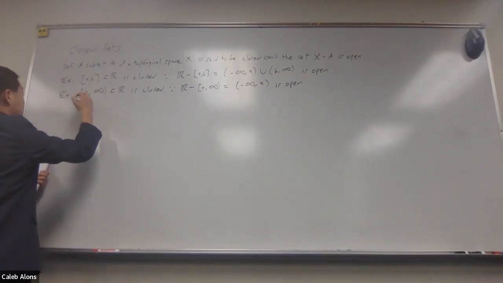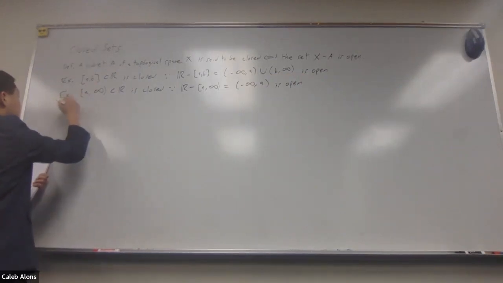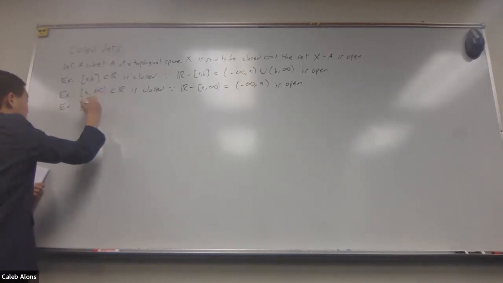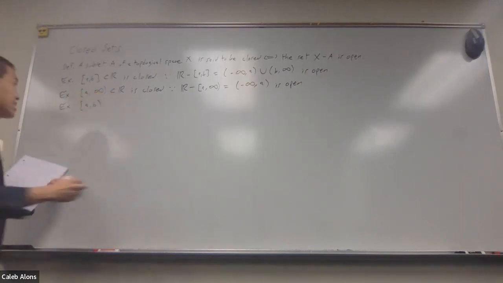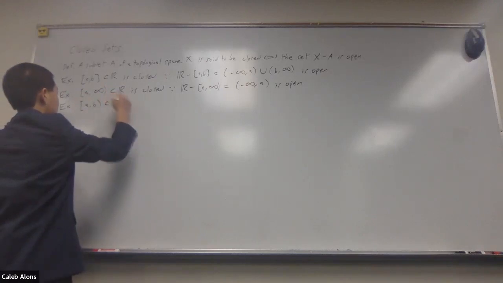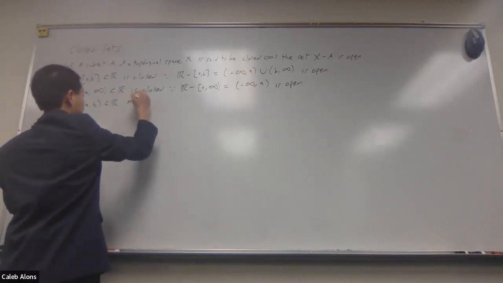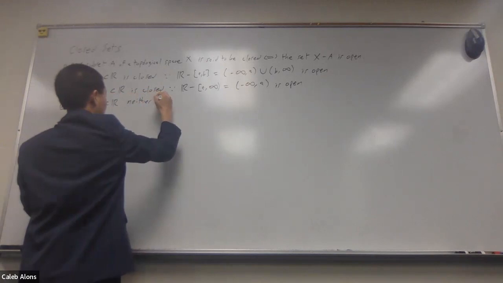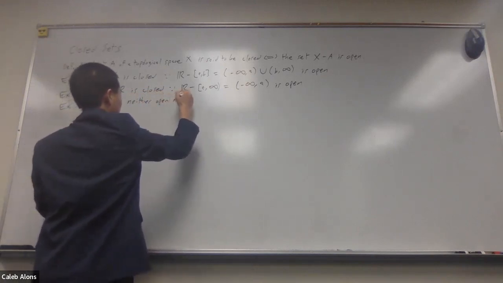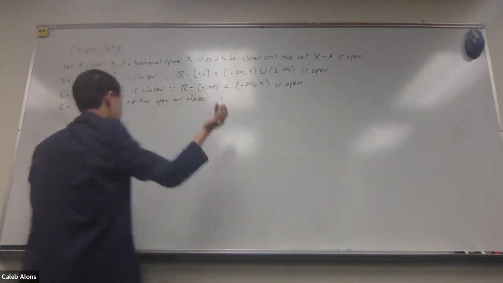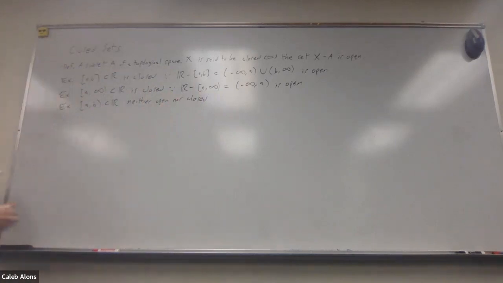And then we get an interesting thing where it doesn't necessarily have to be either open or closed. So if I took not a full ray, but just from a to b where it's half open like this, as a subset of R, this is neither open nor closed. So the half open sets are fun.